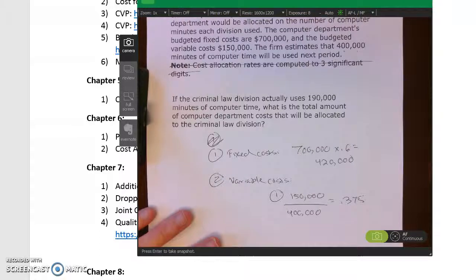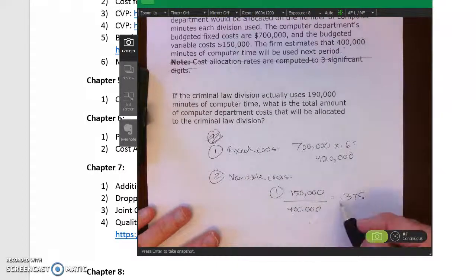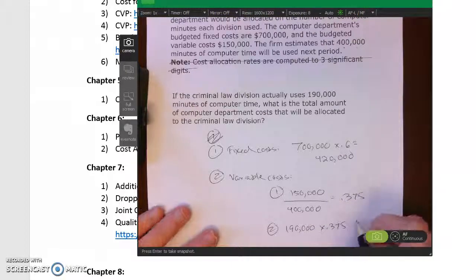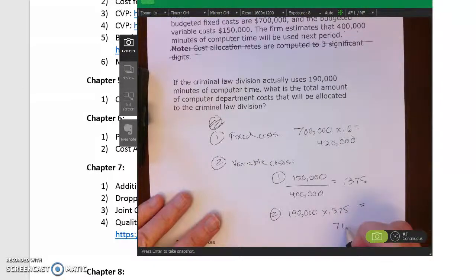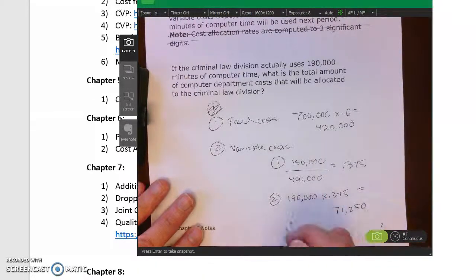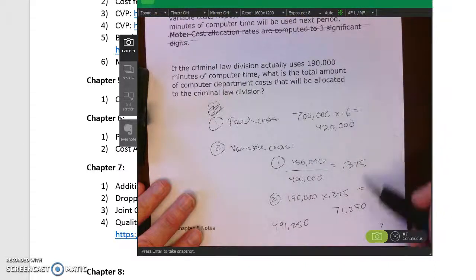So it says criminal law actually uses 190,000. How much cost do they get? Well, you take the 190,000 times 0.375, which gives me 71,250, and then I add that to my 420,000. 420 plus the 71,250 gives me 491,250. That's how much total cost will be allocated to the criminal law division. And you can see we're using a dual rate allocation scheme.